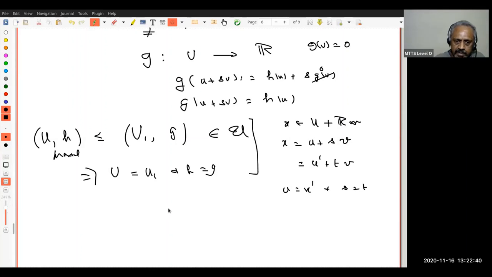So I'm writing U1 as U plus R times v. What I want to claim is the direct sum.